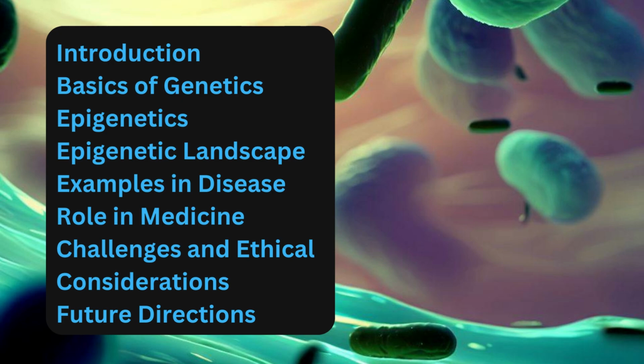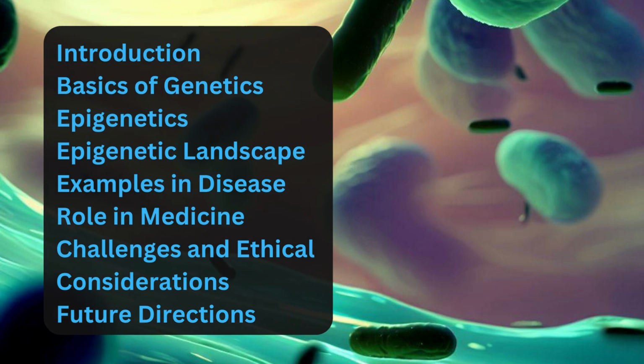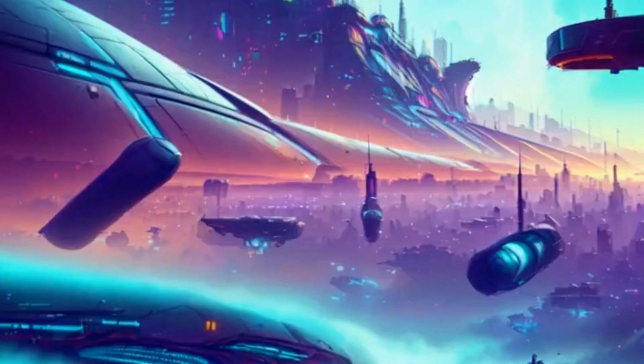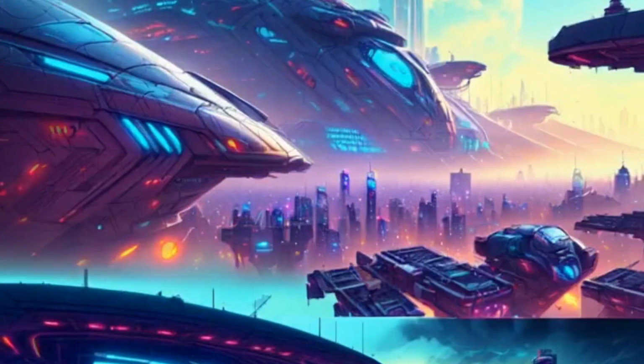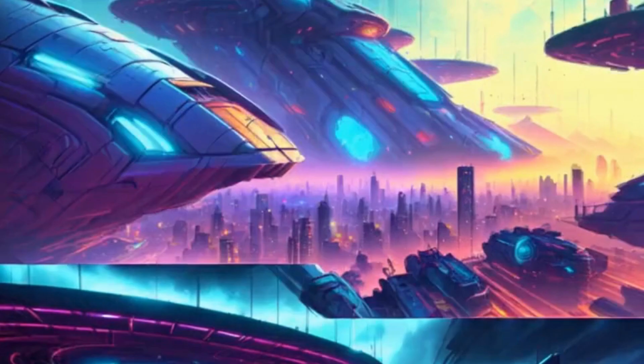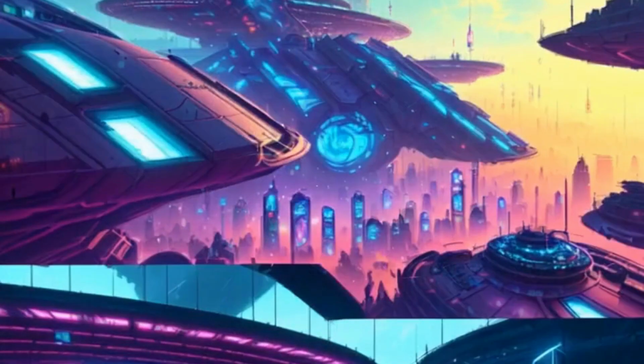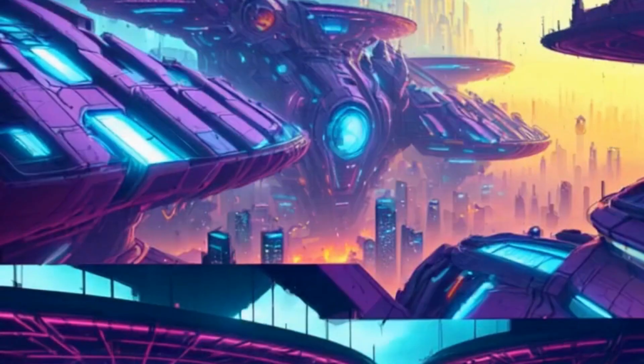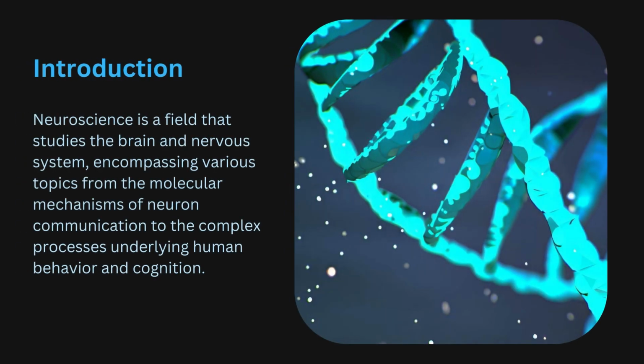Hello and welcome to this video on the exciting and ever-evolving field of neuroscience. Neuroscience is the study of the brain and nervous system, and it encompasses a wide range of topics, from the molecular mechanisms of neuron communication to the complex processes that underlie human behavior and cognition. In this video, we will explore some of the key concepts and recent advancements in neuroscience research.